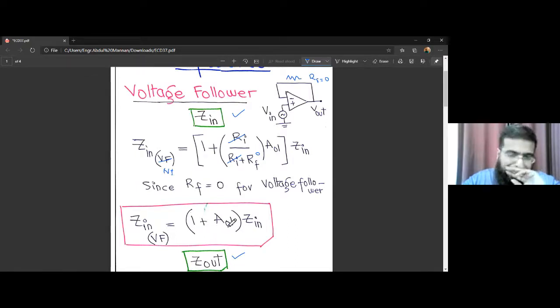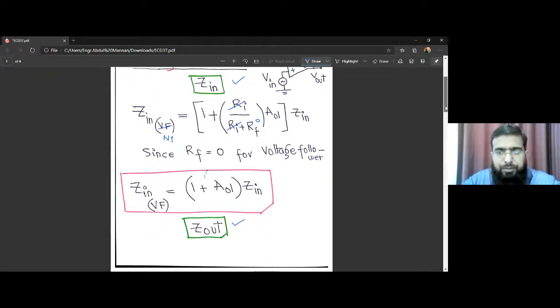So even this is fairly high. In fact, it is higher than the Z-in that we computed for the non-inverting amplifier, because this ratio would yield an answer that is smaller than 1. In the case of the non-inverting amplifier, we multiply AOL with a ratio that is smaller than 1, and here we multiply it with a 1. So this answer is greater than this answer. So Z-in of a voltage follower is slightly larger than Z-in of a non-inverting amplifier.